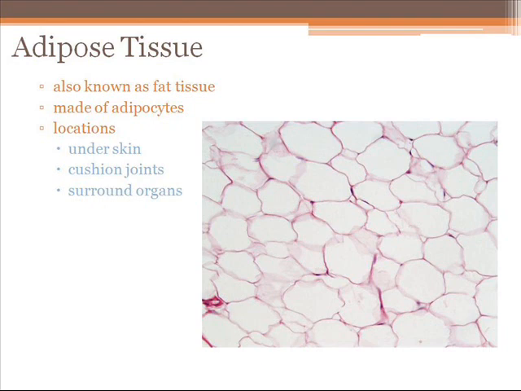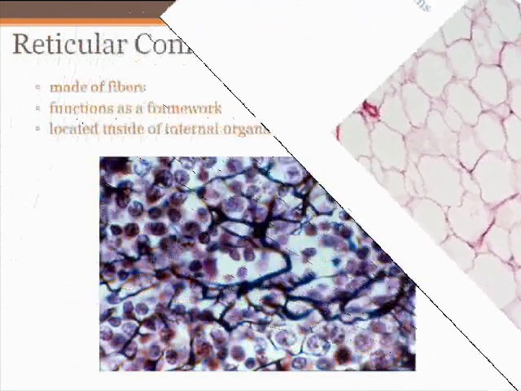Each person has a predetermined number of fat cells, so although a person can lose weight by making the adipocytes shrink, he or she cannot reduce the number of cells naturally.